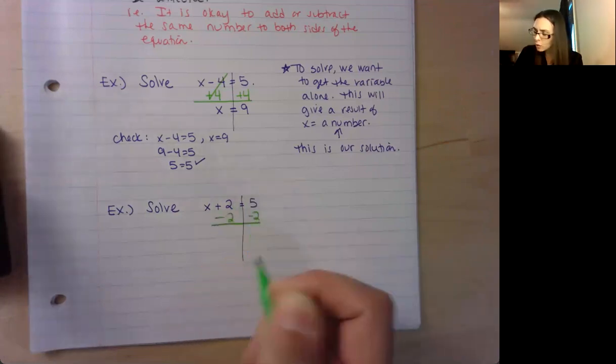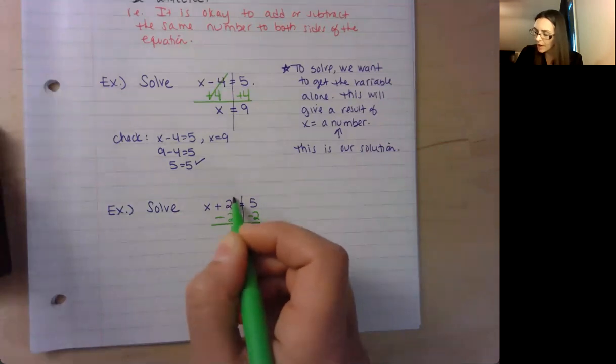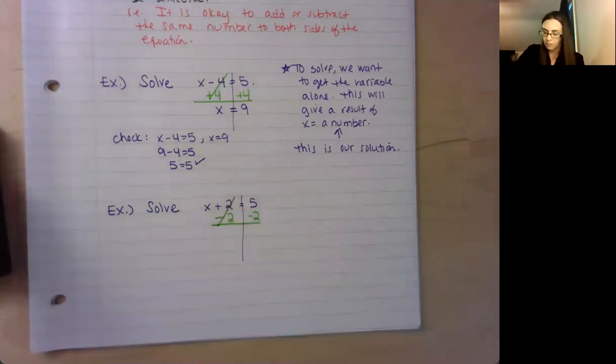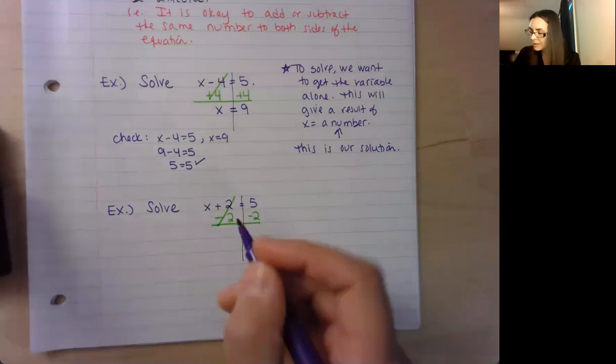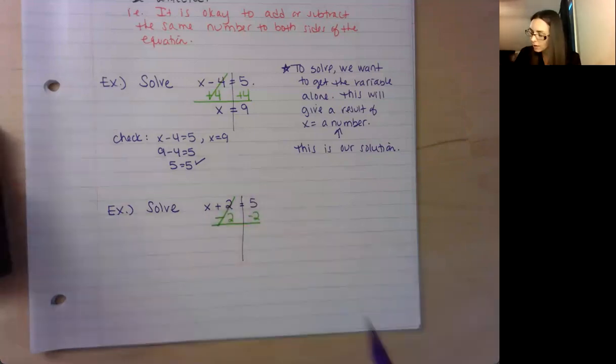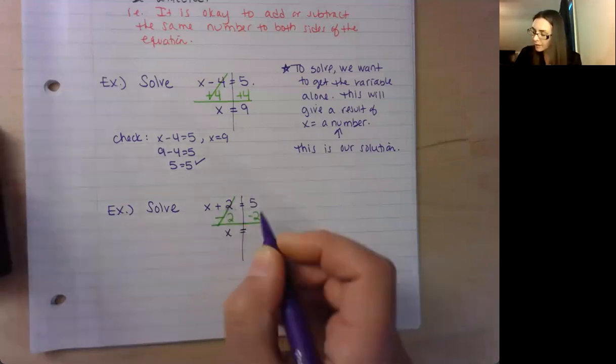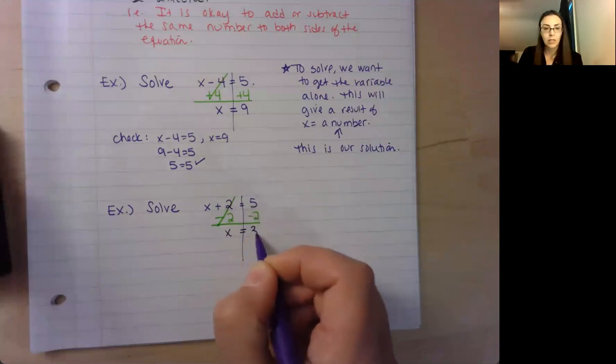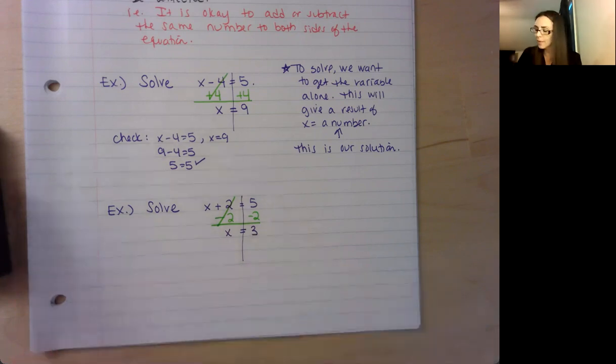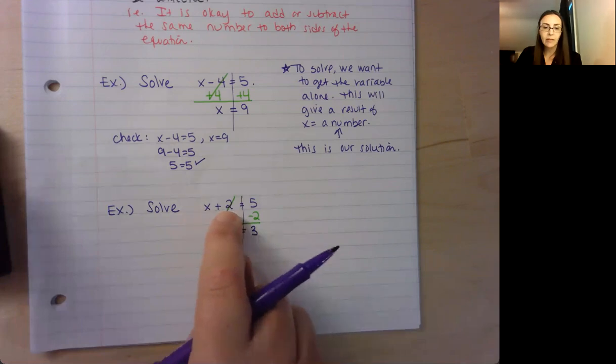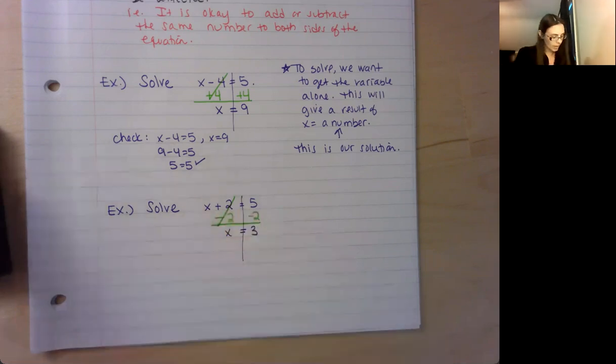Now 2 minus 2 is 0. So that part actually goes away, right? Because if we're adding 0, it's not going to change anything. And then on the other side, 5 minus 2 is 3. So there's my solution, x equals 3. Now you can check this as well. I'm not going to plug it back in. You can do it mentally. 3 plus 2 is 5. So we know our answer does check out here.